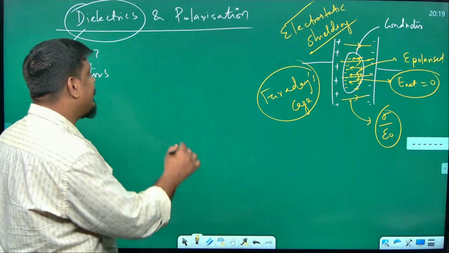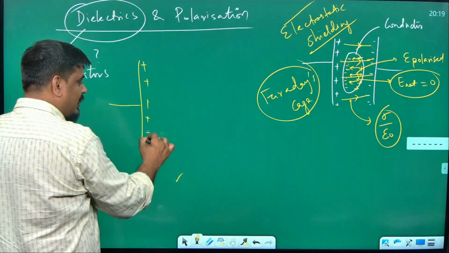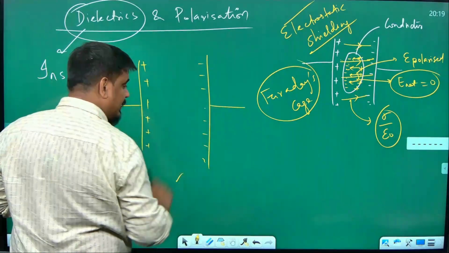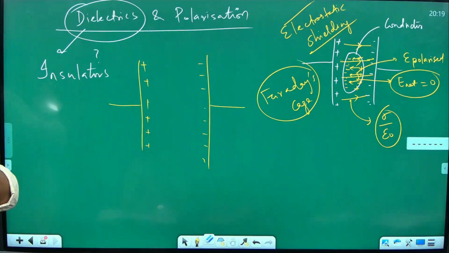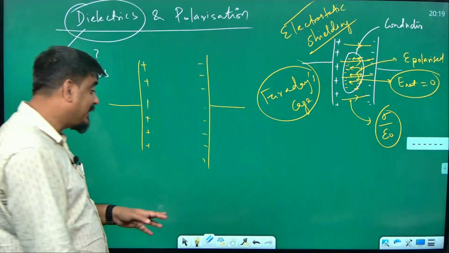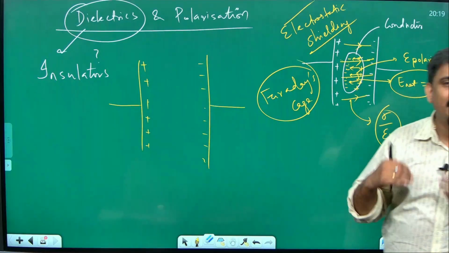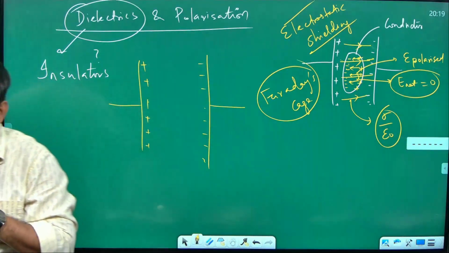Now let us study the behavior of insulator. It's very strange actually. What is an insulator? Insulator is a material which has very, very few free charge particles. Don't think that there are no free charge particles. In reality, insulators or dielectrics will have very few charged particles, not enough, but a little will be there.